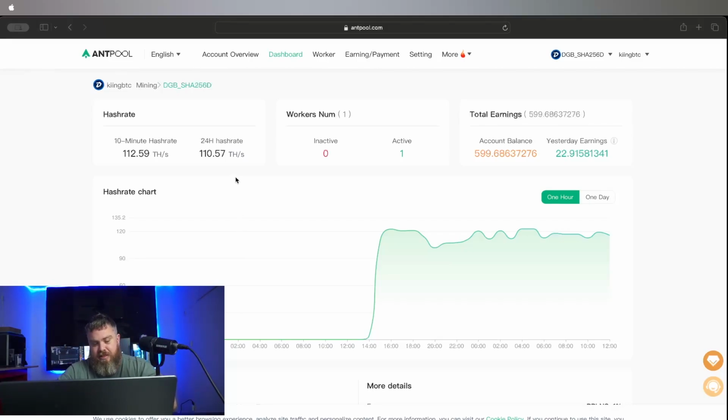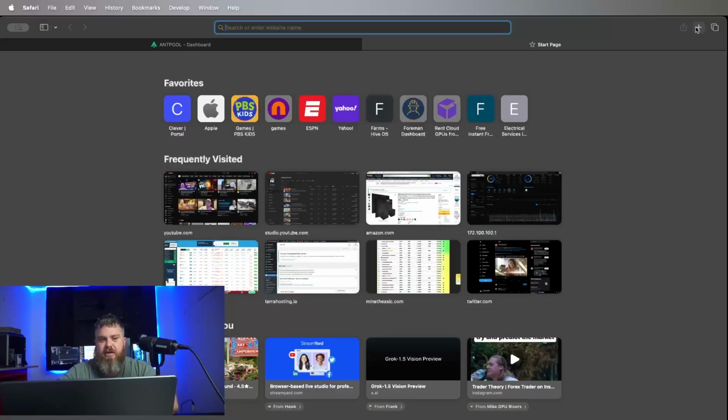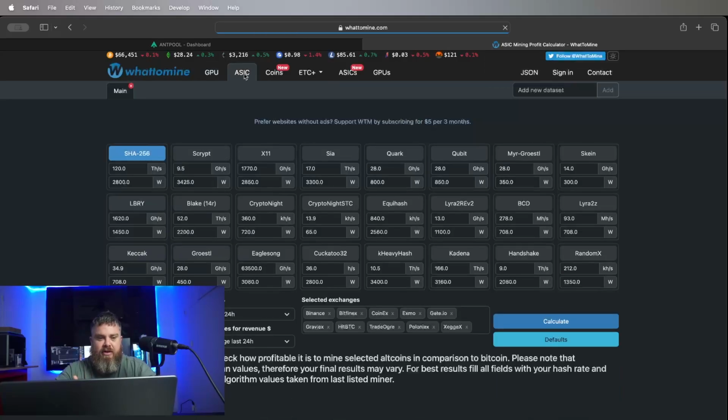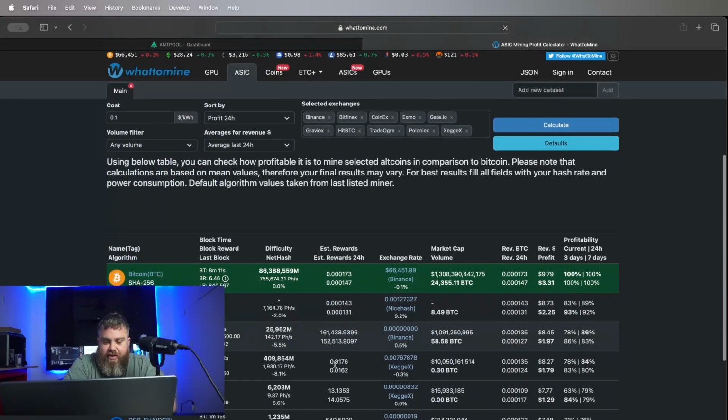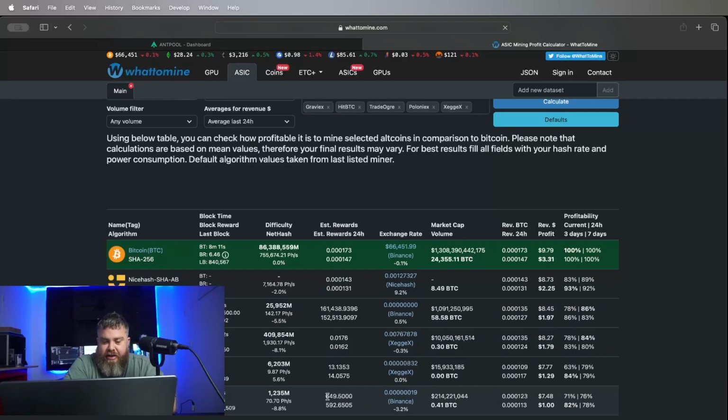So let's head over to WhatToMine and see what they're actually saying we should get from our ASIC. I was at a 115 and we'll just say 2700 watts, okay? And we're going to see what it tells us we should be getting. According to this, it's pretty accurate. Check this out. It says you should be getting about 649 actual rewards, and we got about 654. So we're really, really close.